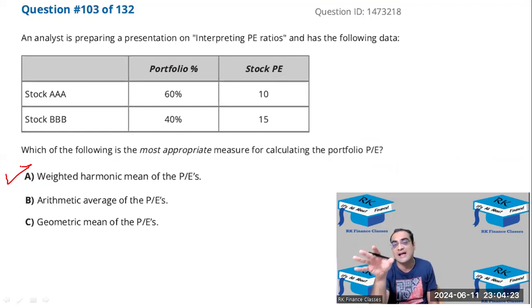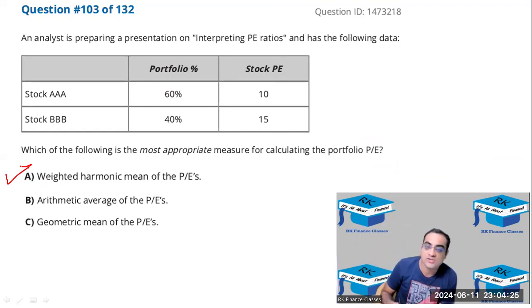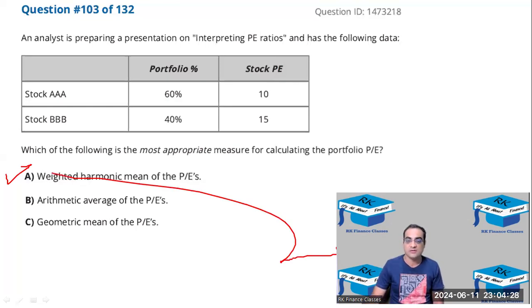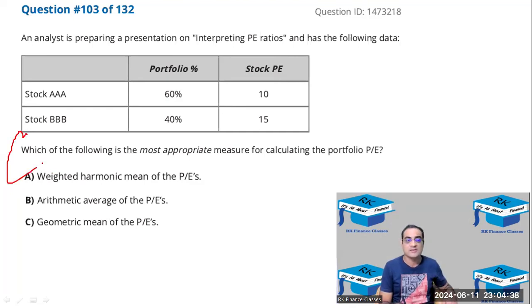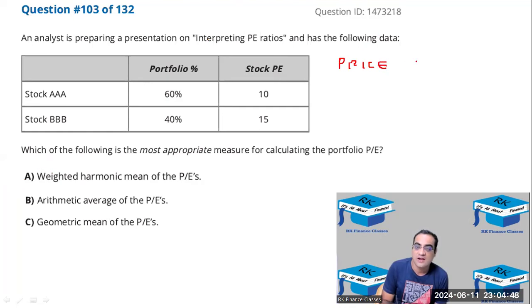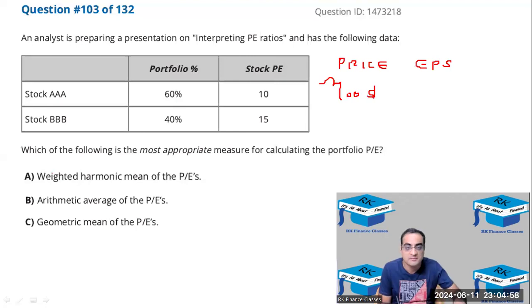Whenever you calculate an average P/E ratio for a portfolio or index, that average P/E ratio is always going to be the weighted harmonic mean. And we don't have to calculate it the way the weighted harmonic mean is given in a textbook. We are going to calculate it logically. Price to earnings ratio is given, so we'll assume a certain price and a certain EPS. Let's assume the price is $100.